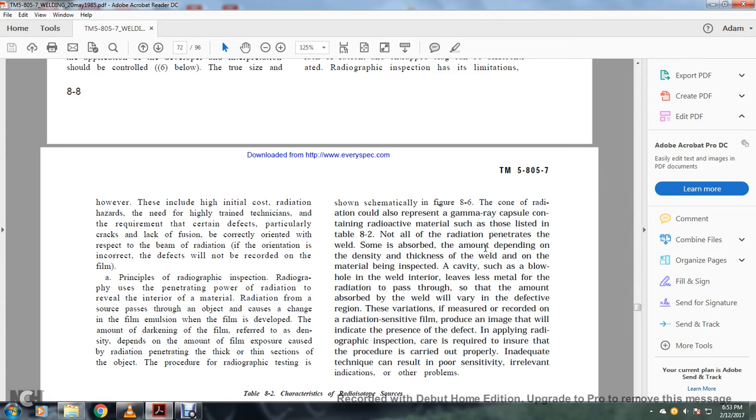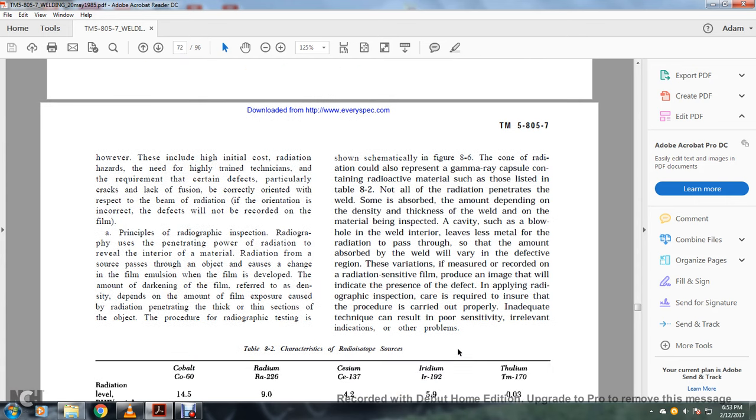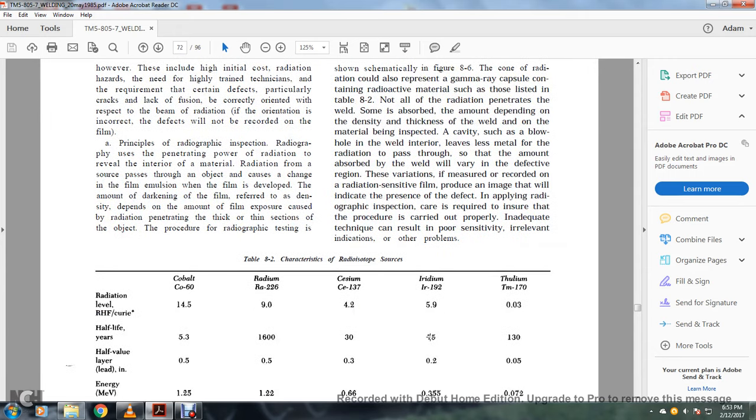Some of the radiation is absorbed, the amount depending on the density and thickness of the weld and on the material being inspected. A cavity such as a blowhole in the weld interior leaves less material for the radiation to pass through, so the amount absorbed will vary in the affected region. The variations are recorded on radiation-sensitive film, producing an image that indicates the presence of a defect. Radiographical inspection must be carried out properly, since inadequate technique can result in poor sensitivity or irrelevant indications of other problems.